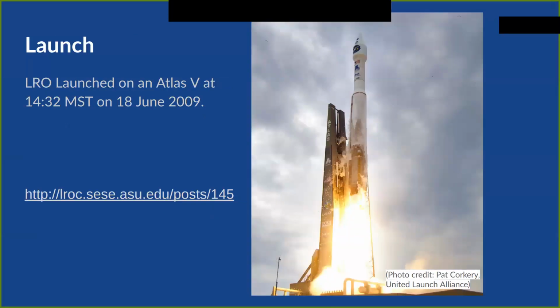The Lunar Reconnaissance Orbiter launched on an Atlas V rocket on June 18th, 2009. It took us only about 5 days to get to the moon. It had a pretty direct trajectory. And so we've been operating at the moon now for slightly more than 14 years.